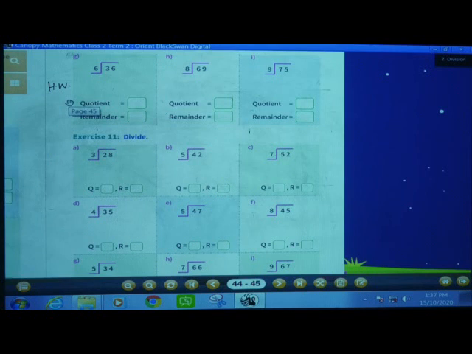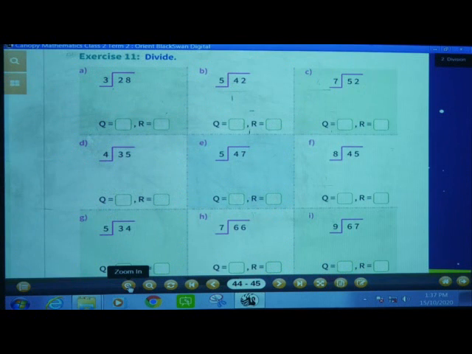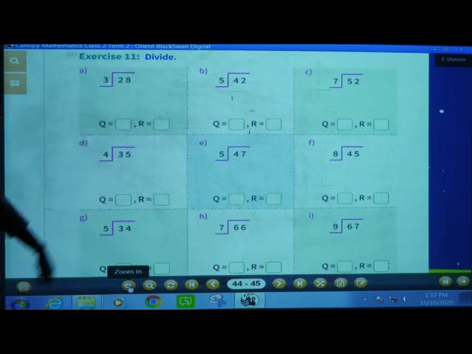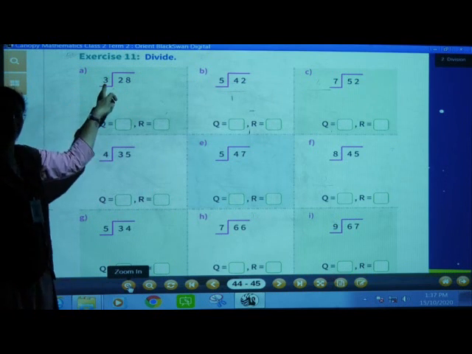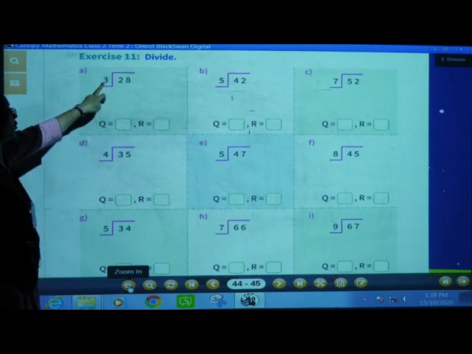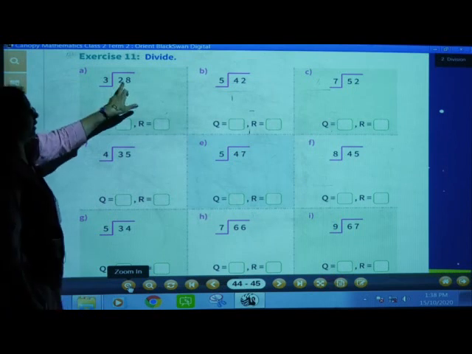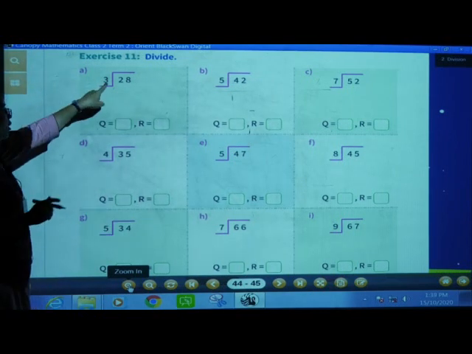Now, next exercise, exercise number 11, divide. Okay, first one, 28 divided by 3. Is 28 there in the 3 table? No. Then what will we do? We will see a smaller number than 28. Now I will write the table of 3.